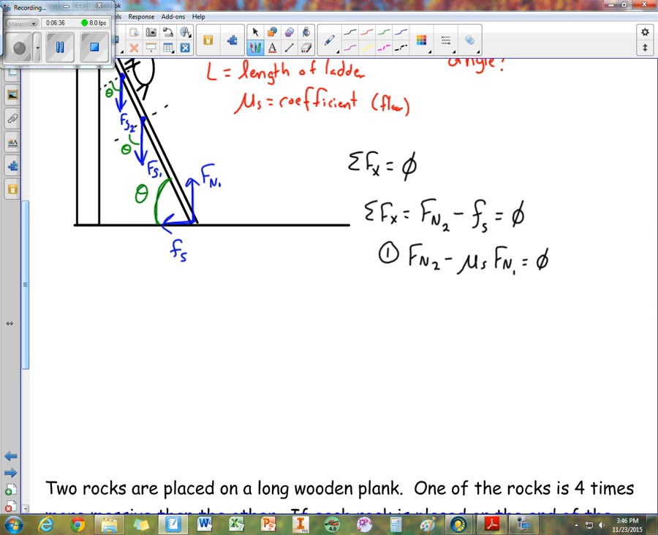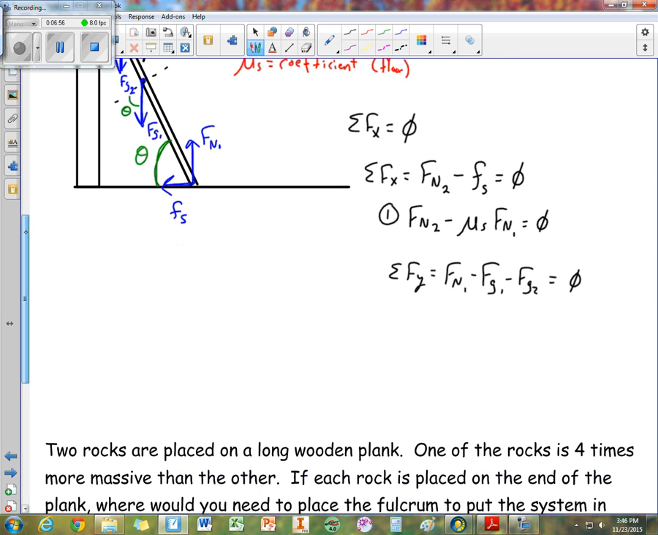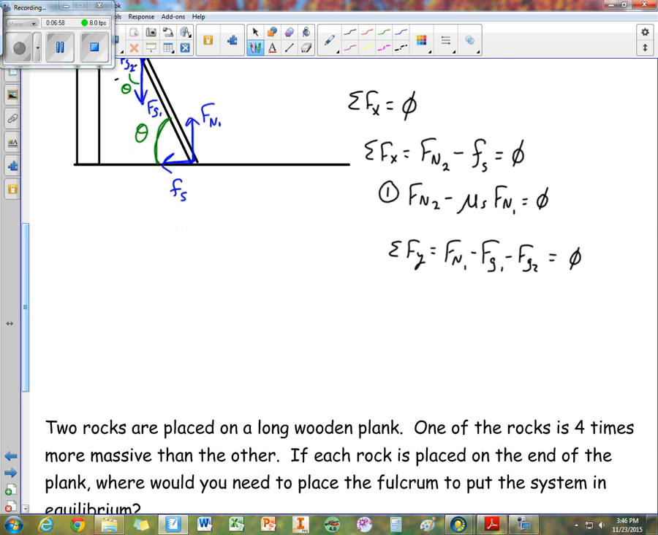Okay, now let's take a look at the sum of forces along the y-axis. Okay, for this one, we've got that Fn1 pointing up, minus Fg1 minus Fg2 has to equal 0. Okay, so that means that Fn1 minus m1g minus m2g equals 0.